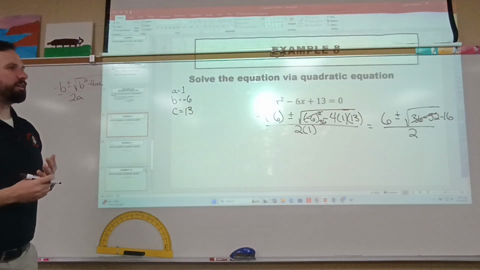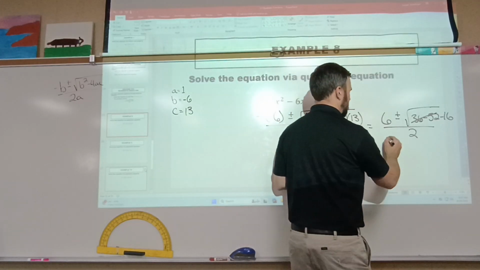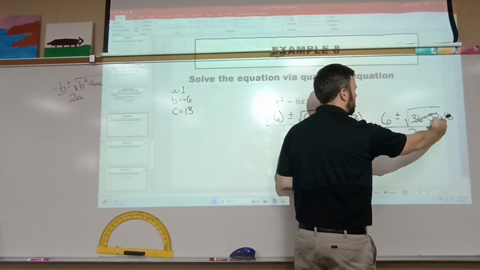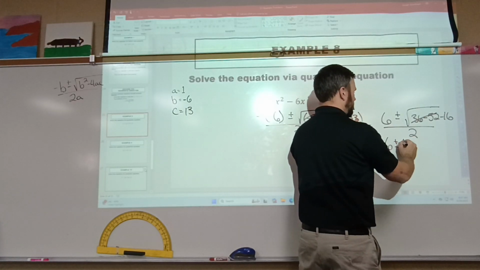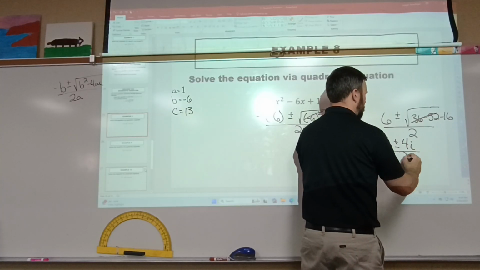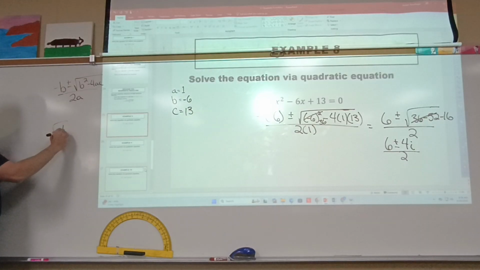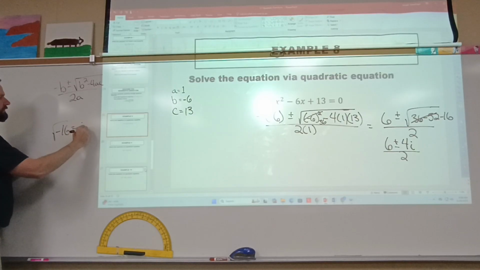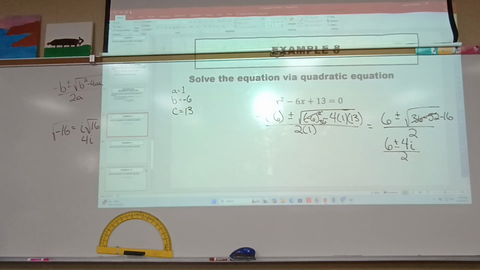What do I do to get rid of that negative? Because I don't want to deal with it. Can I rewrite this as 6 plus or minus? What's square root of 16? 4, right? Can I change that into 4i over 2? Remember, square root of -16 is the same thing as i times square root of 16, which would be 4, right? Honestly, a negative in the square root is easier than not a negative in the square root because now I don't have to deal with decimals. I'm just going to be done really soon.